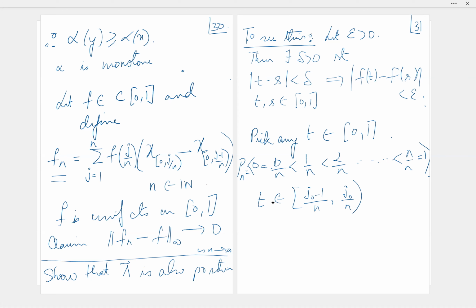So t will be in one of the j knots, or t is 1. You can see what Fn(t) minus F(t) would be. If t is 1, what do you think you'll get? You'll simply get 0. See, here is Fn here.